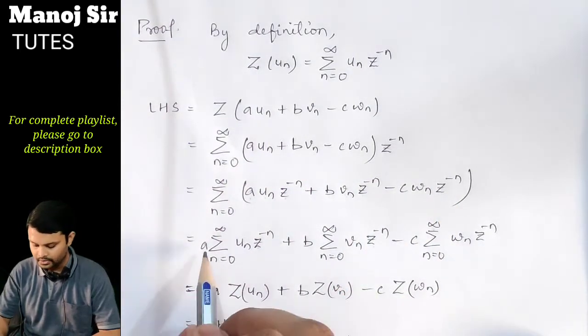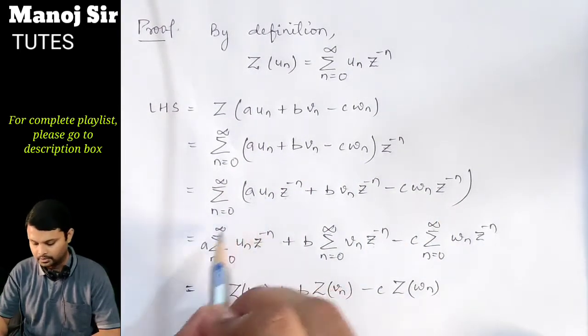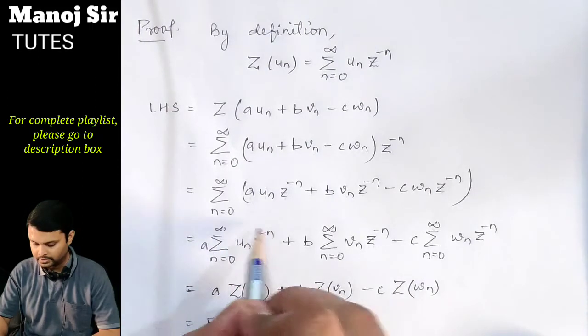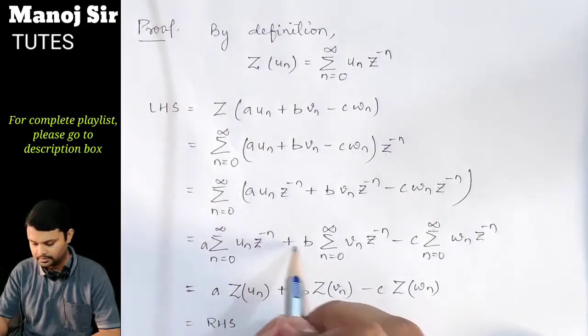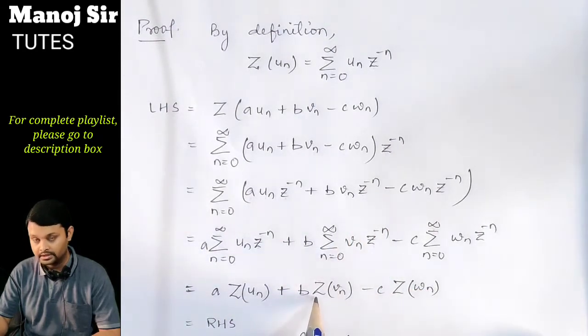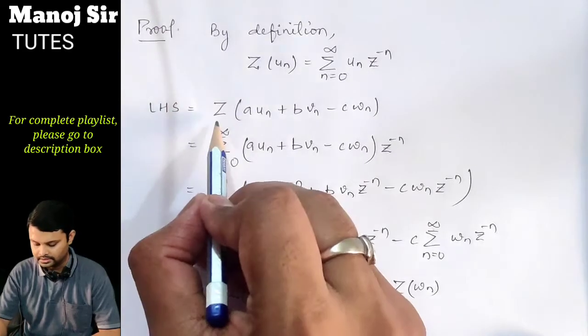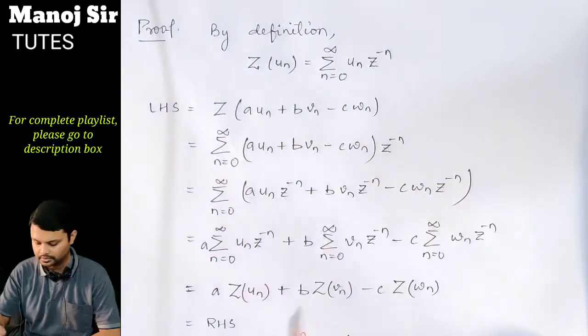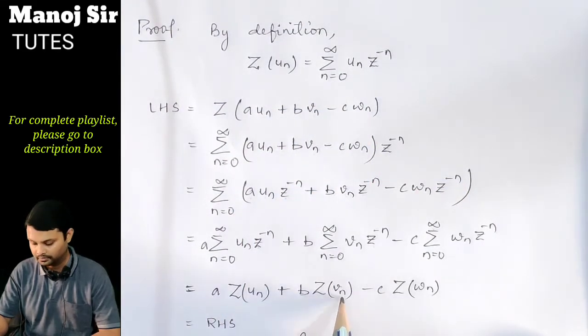Now A is as it is, and what is this? This is nothing but the Z transform of Un. So in place of this, we can write Z transform of Un plus B, and what is this? That is Z transform of Vn minus C, and what is this? That is Z transform of Wn. So we can say that we have proved that Z transform of A into Un plus B into Vn minus C into Wn is equal to A into Z transform of Un plus B into Z transform of Vn minus C into Z transform of Wn.